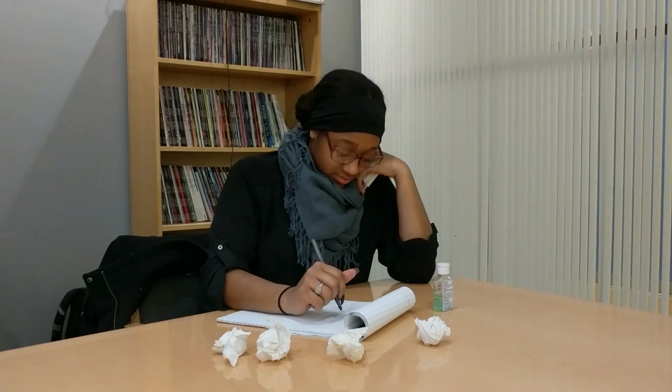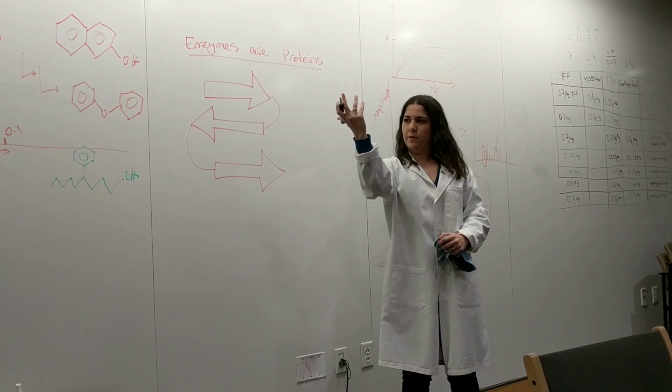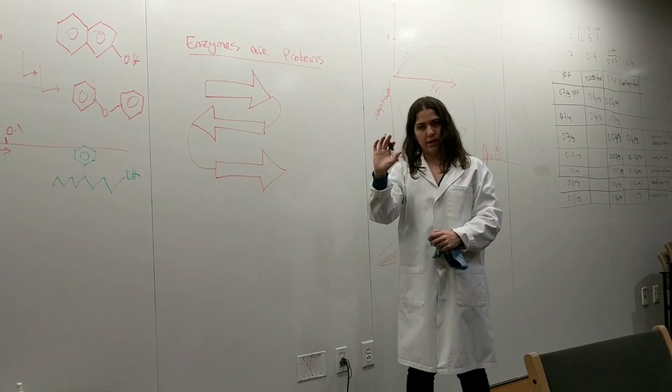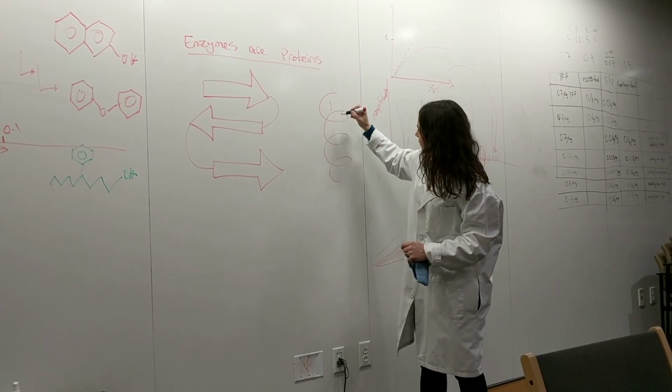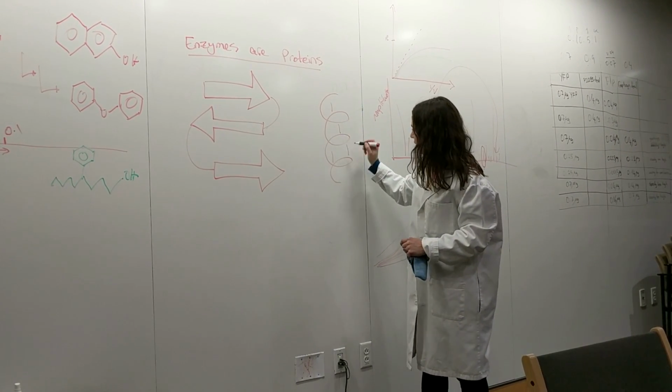The other secondary structure you can have is the alpha helix. So that's when the proteins form into a twist, like a screw, and it's kind of hard to draw it in 2 dimensions.